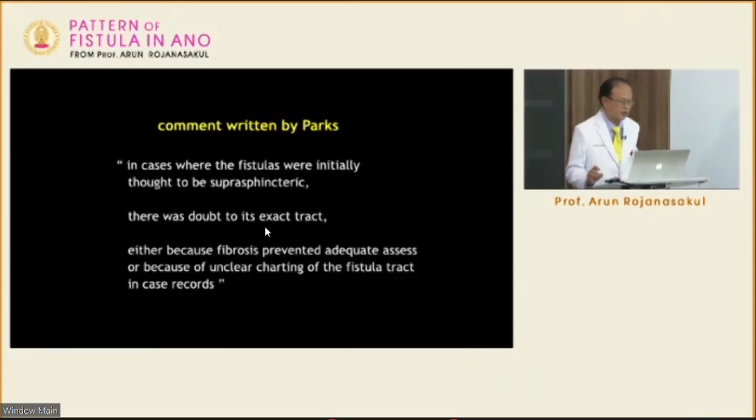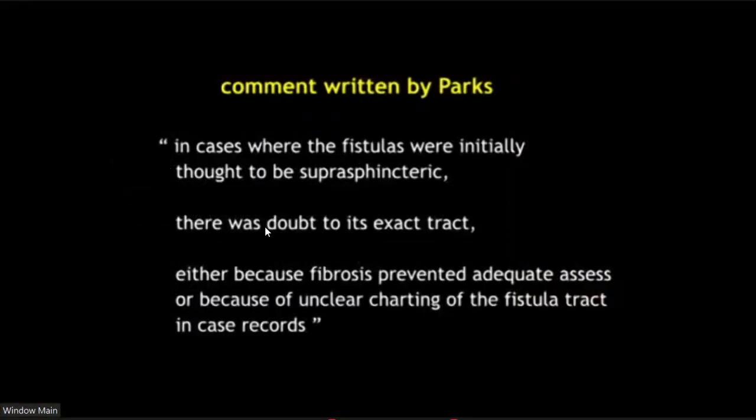If we look at the comment written by Parks in his paper, he said, in cases where the fistula was initially thought to be suprasphincteric, there was doubt of its exit tract, either because fibrosis prevented adequate access or because of inadequate charting of the fistula tract in case records. So even he did not know, but he said maybe it's suprasphincteric. If we had MRI at the time, we would know what it is. But at the time, we did not have MRI.